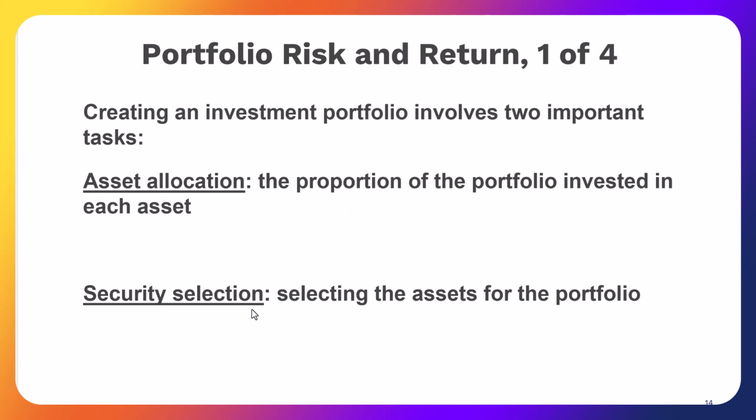Then we go to security selection. We select those assets within the asset classes that we want in our portfolio. So asset allocation is the decision of how you split your investment dollars between asset classes. So creating a portfolio involves selecting those securities and how much to invest in each.